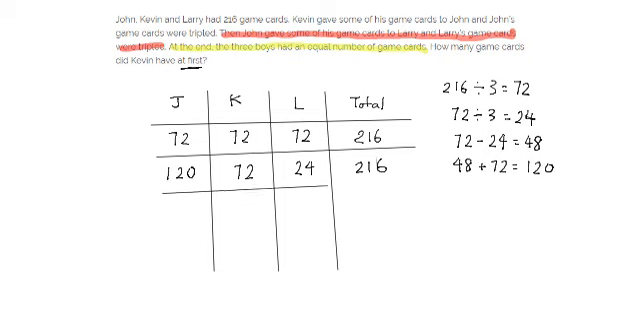Okay, so this is the part where John gave some of his game cards to Larry, and Larry's game cards were tripled. So you can see this is the tripling. From 24 to 72, you multiply by 3. And if John did not give, John will have this 48 extra. Now, let's look at the next sentence.